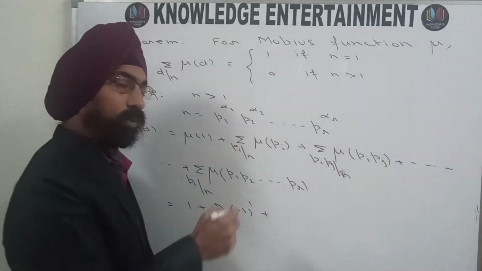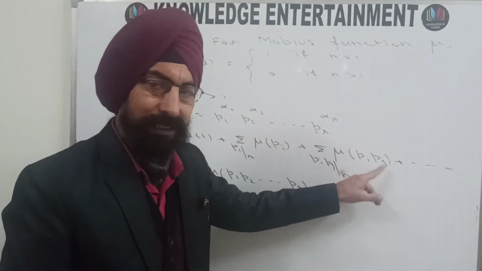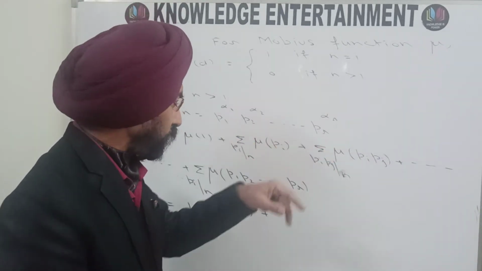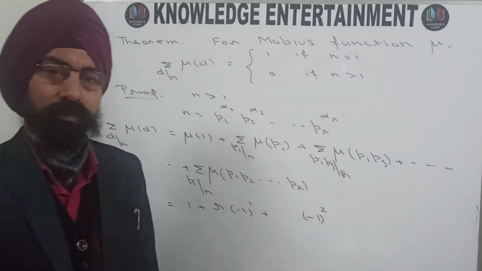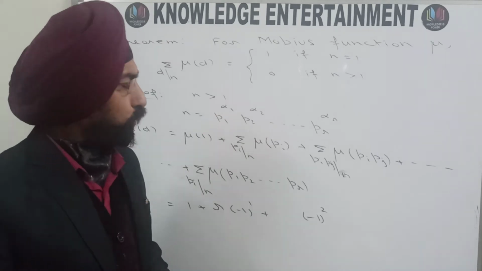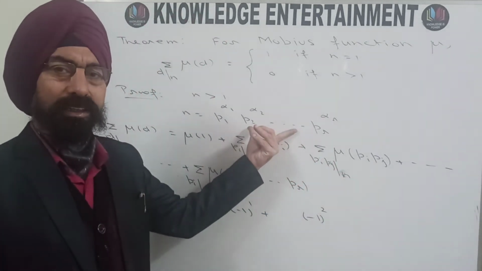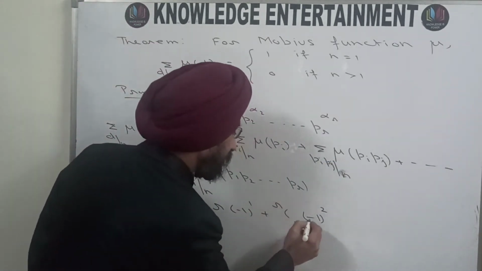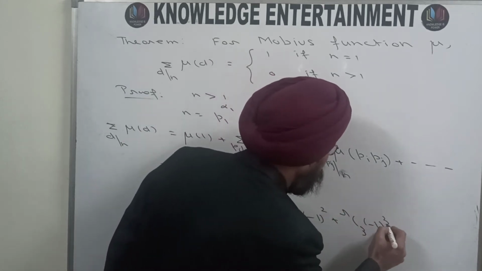Move on to the next now. In this case, you are having mu of pi pj, product of two primes. So for a product of two primes, the value of mu is minus 1 raised to the power 2. And how many terms will be here? You are having a product of pairs, and the total possible prime numbers are r. So how many possibilities are here? It is rc2. Similarly, you will have rc3 times minus 1 cube and so on.